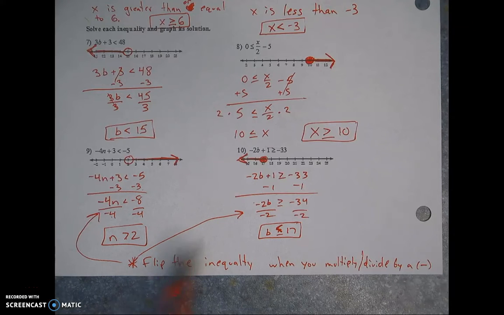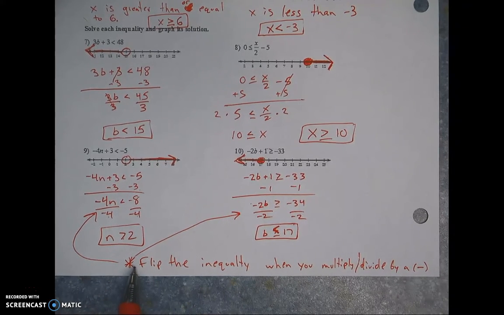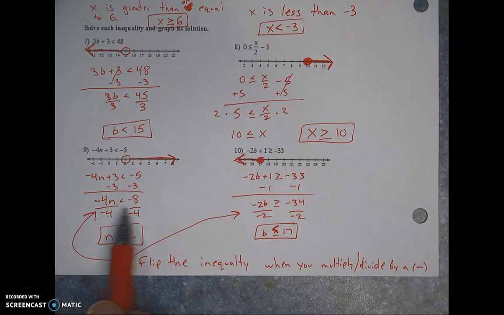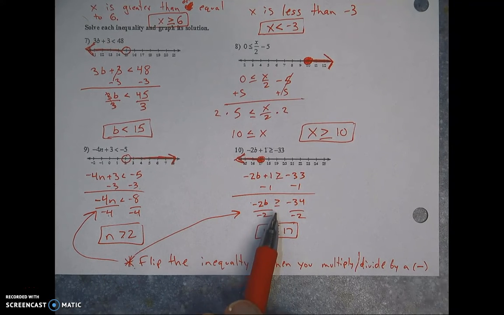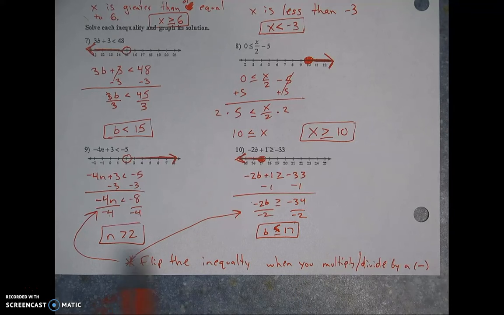Okay, so we'll talk a little bit more about why that needs to happen, but this is the big thing you need to get out of this. Okay, on that last step, if the number you're dividing by is negative, you need to flip this sign.